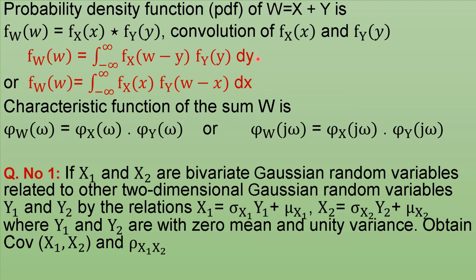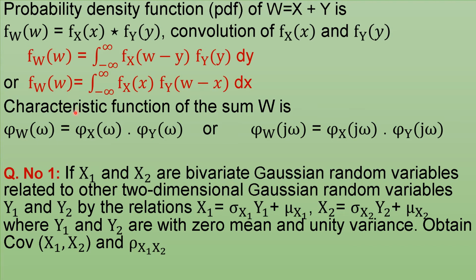So remember these formulae for the probability density function of the sum W. If W is the sum of two independent random variables, then to calculate the probability density function of the sum, we use either the first formula or the second formula.